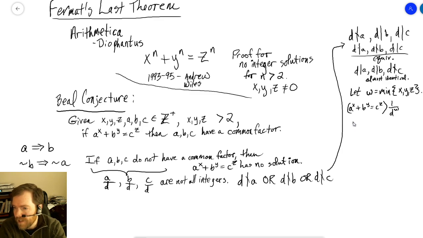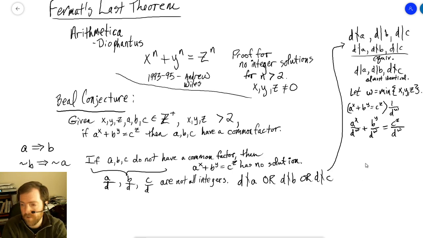So now this is going to get us a to the x over d to the w plus b to the y over d to the w equals c to the z over d to the w. All right, well now we can factor some of these out. So I'm going to factor out w d's with w a's. So this is going to be a to the w over d to the w times a to the, what's left is x minus w. If x was the minimum, now it's going to be a to the 0 as the leftover term.